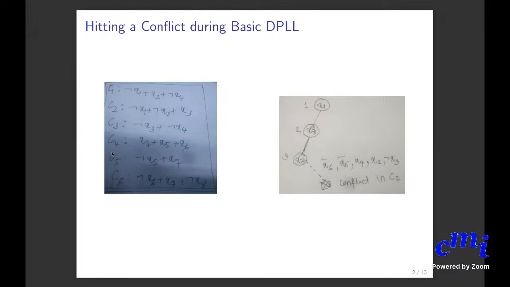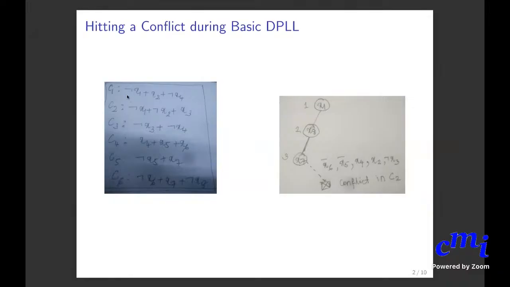Therefore, you have to make a choice. You have to choose a variable and assign it either true or false. Here, a solid edge means that I chose x1 and made it true. Once I make it true, what will happen? When I do BCP, although I stated it as unit resolution, you can think of it as plugging in 1 for x1 in all the clauses.